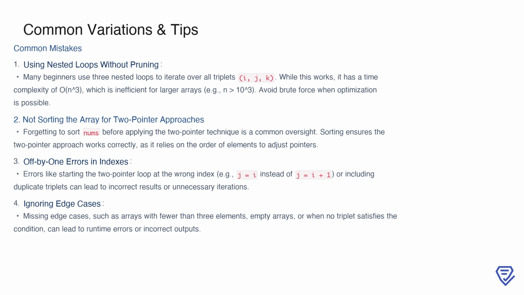Additionally, off-by-one errors, such as starting the second pointer at the wrong index, can lead to unnecessary iterations or incorrect results. Developers should also be cautious of edge cases, such as handling arrays with fewer than 3 elements, empty arrays, or situations where no triplet satisfies the condition, as these oversights can result in crashes or incorrect outputs.